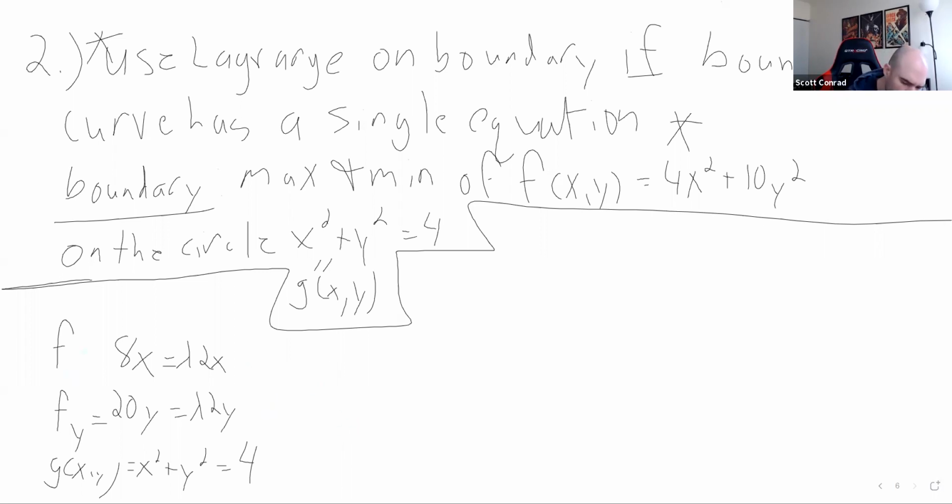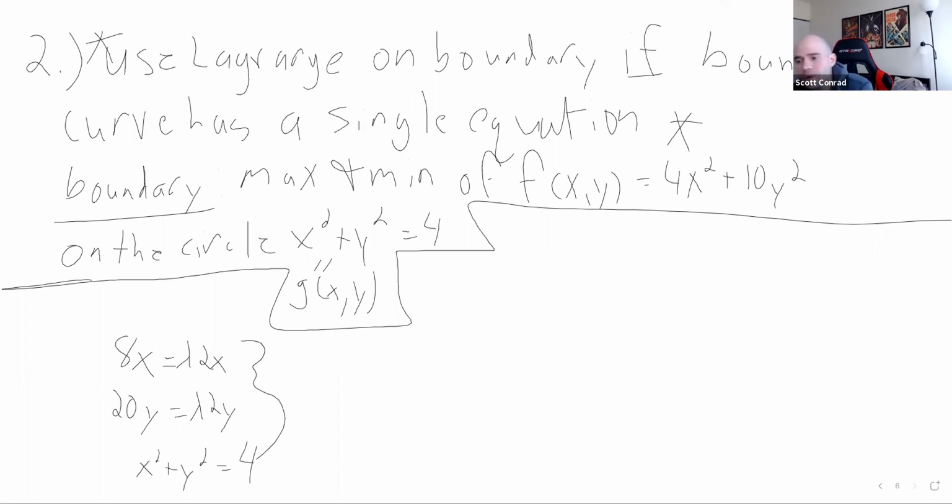So you don't have to write out the f sub x, the lambda g sub x explicitly. I'm just doing that so everyone knows where these equations are coming from. But these are the equations we're going to consider. As always, we consider the first set of equations to get a relationship between x and y, or to write them in terms of lambda, or to do some other stuff. And then we use that info and plug them into the second equation.